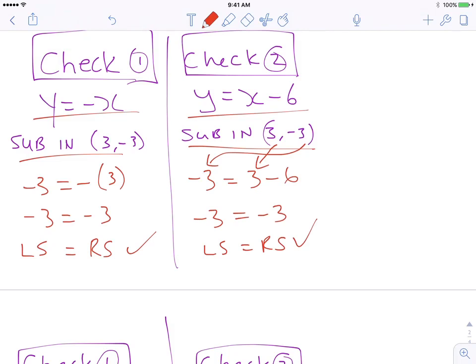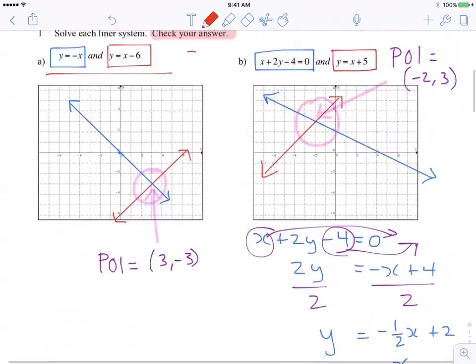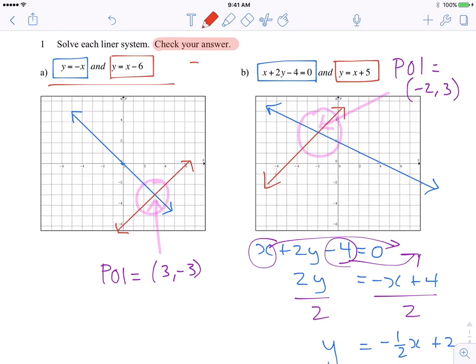If you have a mistake here, then you know you've definitely made an error either in drawing your lines. You may have found the wrong point of intersection. You need to go back to the drawing board and see perhaps which line you graphed incorrectly. We're going to do the same thing. You might want to pause the video here and try letter B on your own. So let's take a look at that.